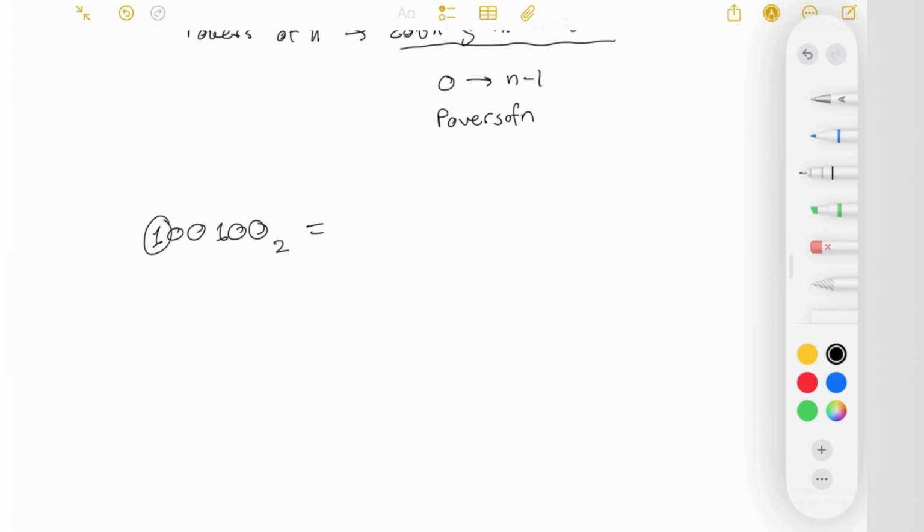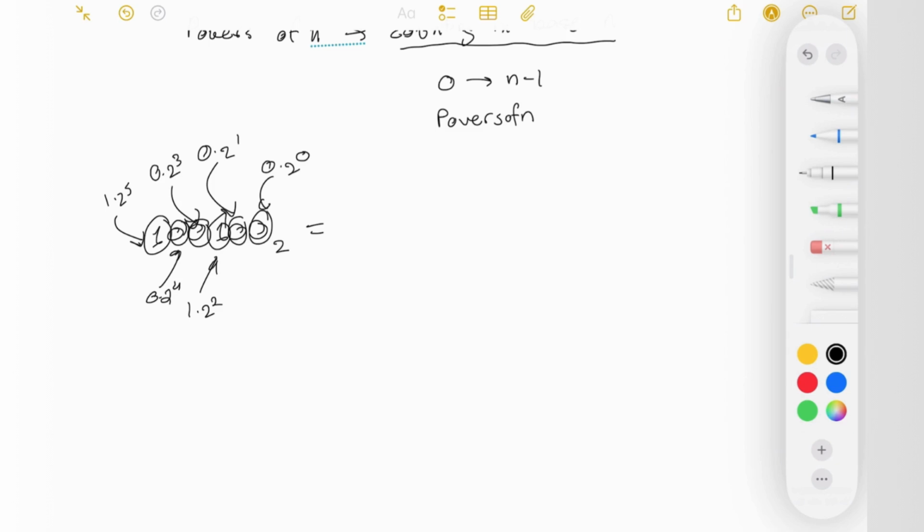Let's start from the 0. This represents a power of 2 to the 0, and there is 0 of it. Likewise, this 0 over here represents 2 to the 1, and there is 0 2 to the 1s. This 1 represents 1 2 to the 2s. And so on. This is 0 times 2 to the 3, this is 0 times 2 to the 4, and this is 1 times 2 to the 5.